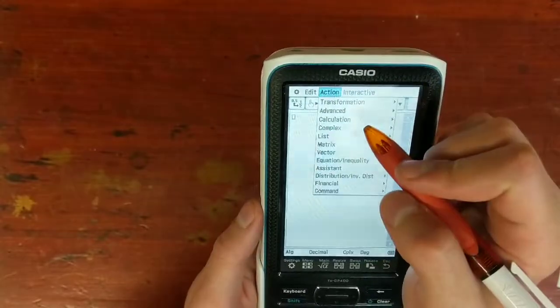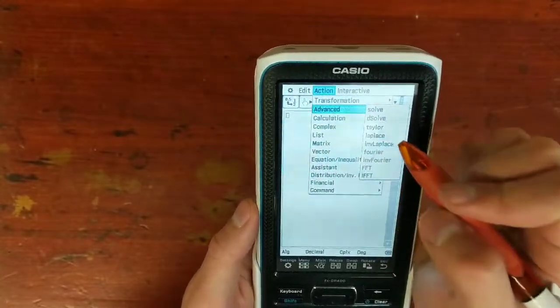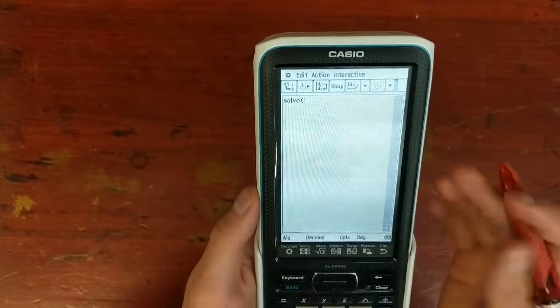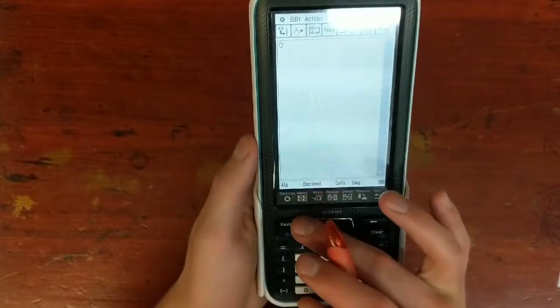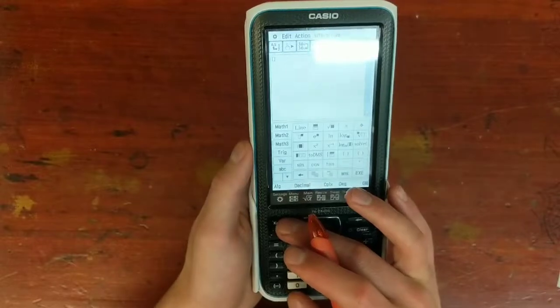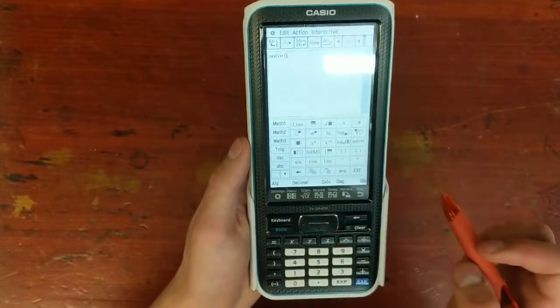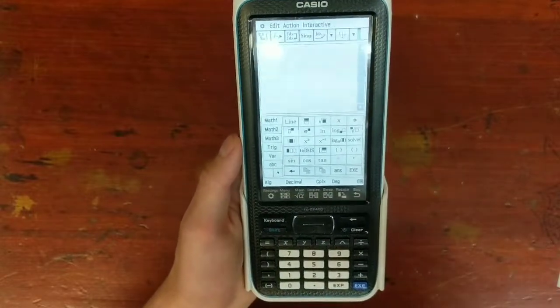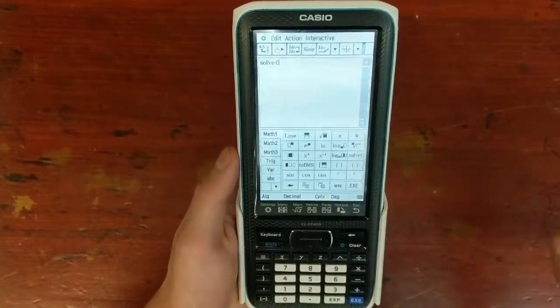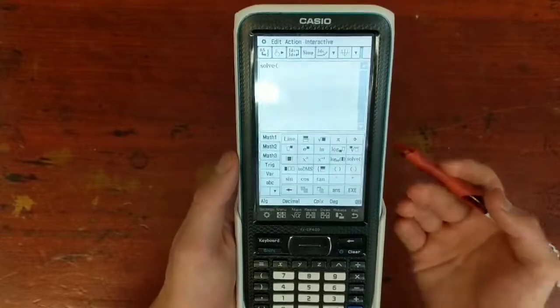So if we go up here, action, advanced, solve, we can get it up that way. We can also, of course, get it up by opening up the keyboard, and in the Math 1 tab over on the right here, we've got solve. And I can use that to solve equations. For our purposes, we're going to use it to solve linear equations.